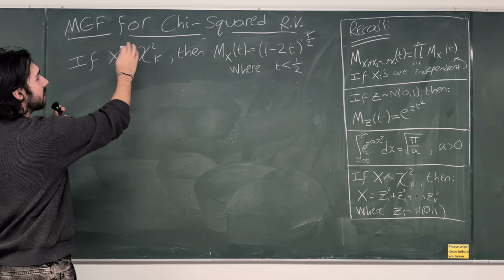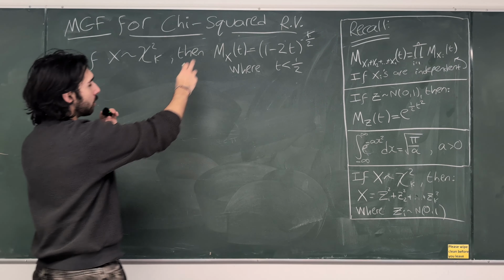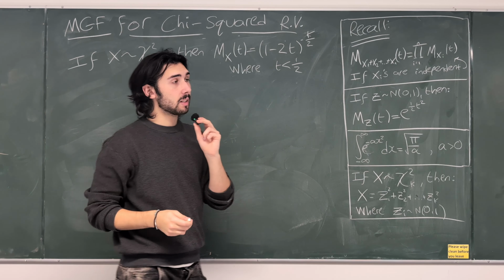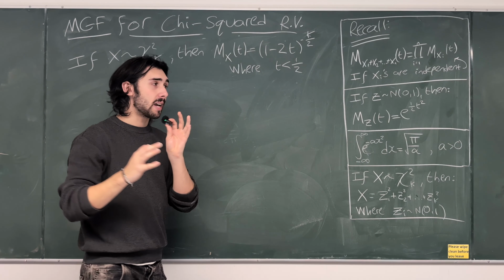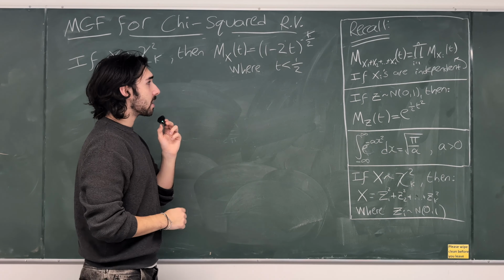So if x has a chi-squared distribution with k parameter, degrees of freedom, then the moment generating function is 1 minus 2t to the power of minus k over 2. And again, the domain for t is when t is less than 1/2. There we go, we've derived it.